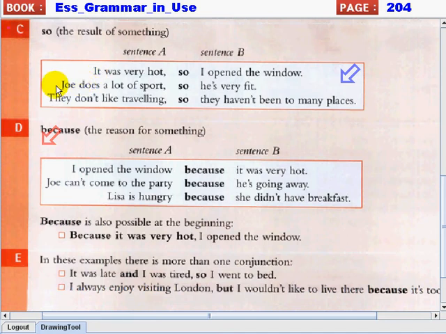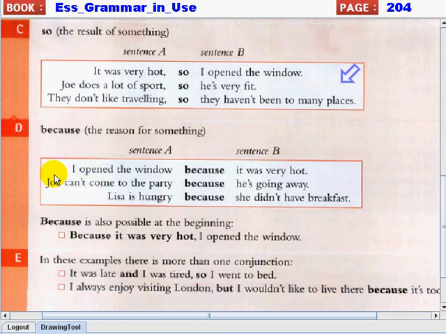Next, Joe does a lot of sport, so he's very fit. You're explaining the result of something, right? They don't like traveling, so they haven't been to many places. That's the result of not traveling, right? Now, if we use the word so, if we say the result of something, we then use the word because if we say the reason or the reason for something. Reason. Don't forget that.